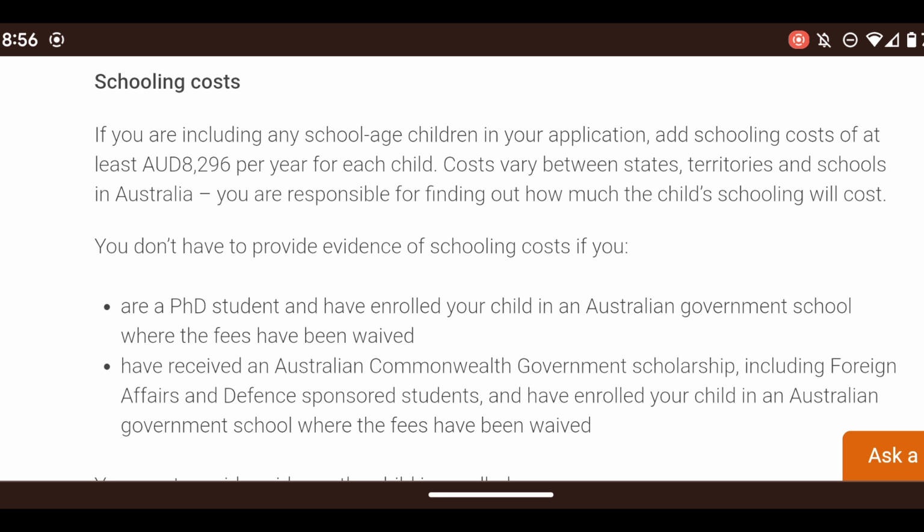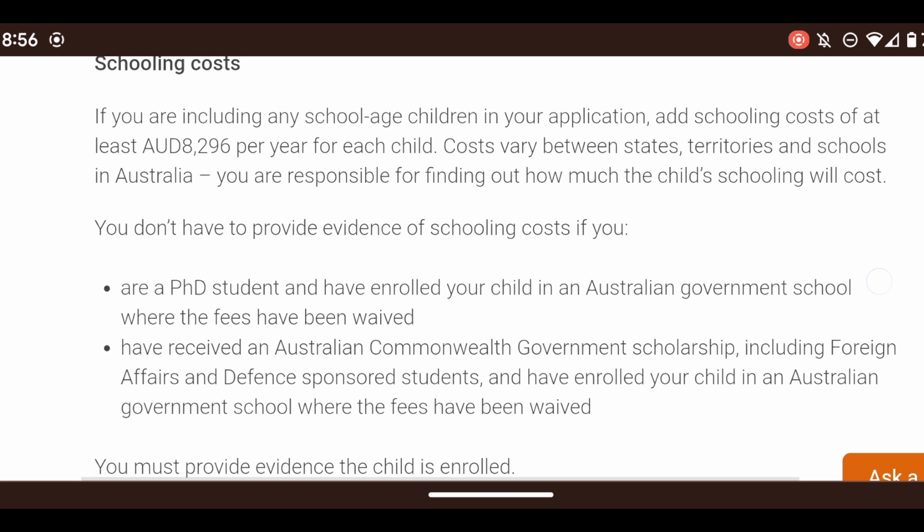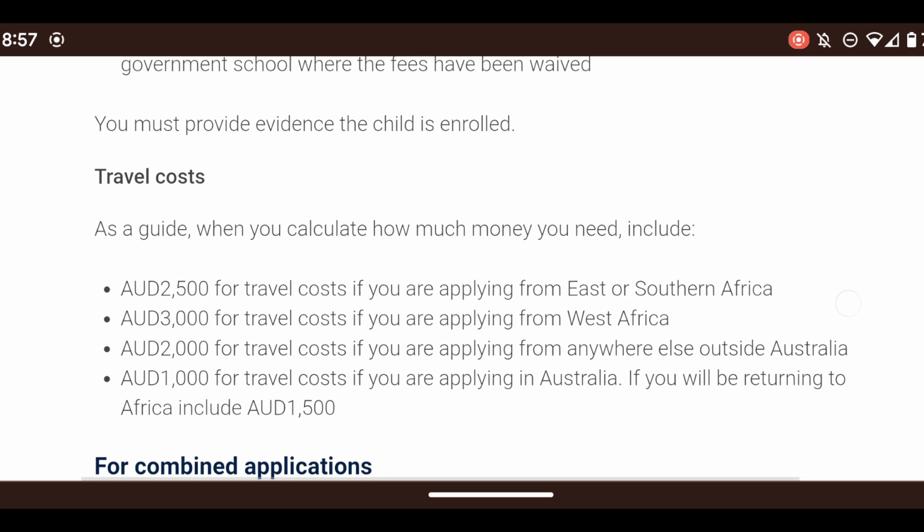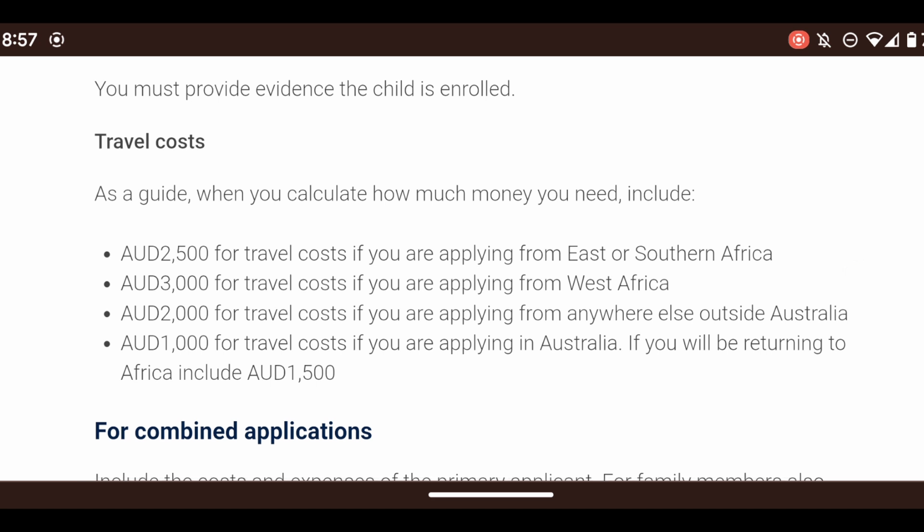However, if you're coming with your kids, you need to show proof that you have 8,296 Australian dollars per year. That is what the first school fee is worth, okay. They don't want to know the school or anything. And you're also going to show them proof that you have registered your child in school, okay. In Australian schools, you probably need to make contact and they give you provisional admission for your kids. That one is not a big deal, okay. So you need to add this to the money you're going to show in the bank as proof, okay.